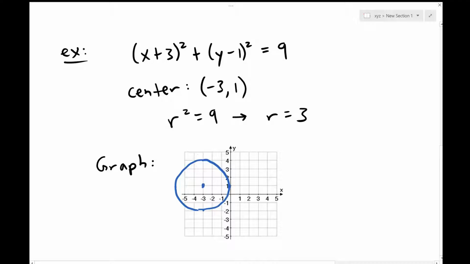So this is just going from the center at (-3, 1), 3 units in every direction, left and right and up and down, and then we're simply connecting the 4 points that we just drew with the graph of a circle. And as always, when we're graphing equations, we're just looking for rough sketches, so these do not need to be perfect circles by any means. But your graph should be at least somewhat accurate.